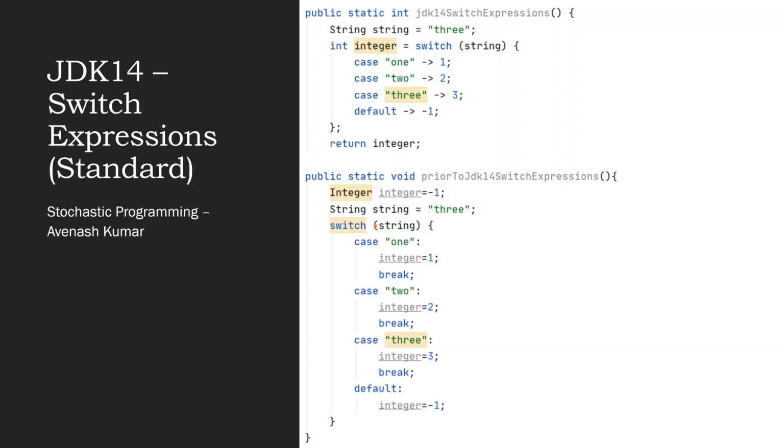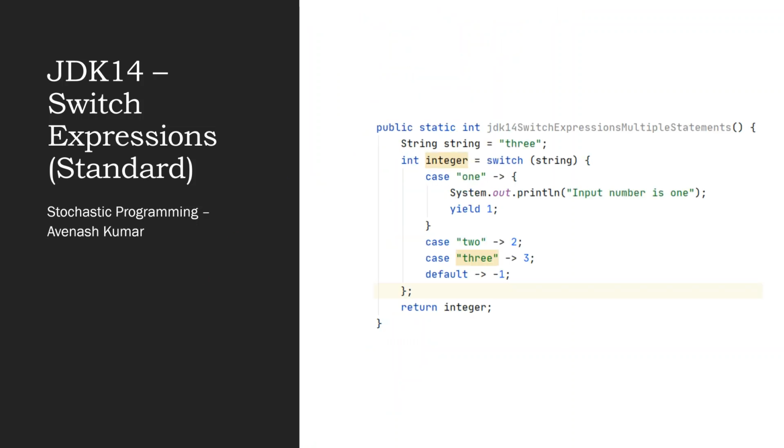You might wonder, what if there are multiple statements and we need to return a single value in JDK 14? How will this be achieved with this operator? That's actually a good question, and we can do it with the yield operator. So let's say in this case you have multiple statements inside one case, and you can return the single value using the yield expression.